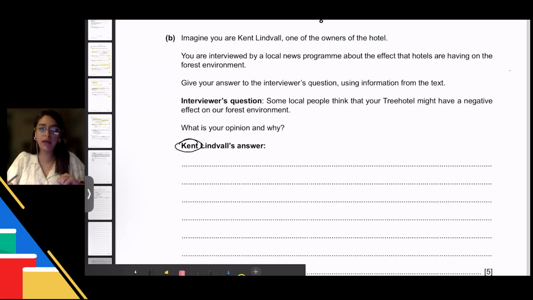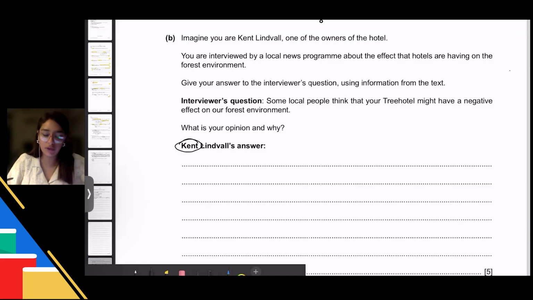Based on the way the passage has been structured, we can be sure to say that Kent will not agree with this. Kent believes that the tree hotel will not have a negative effect, because this individual has created this tree hotel because he believes it is having a positive effect on the forest environment. Now, you give reasons why you think so.